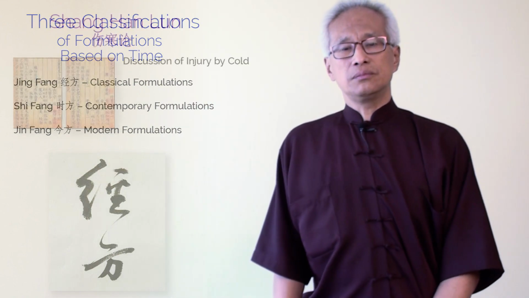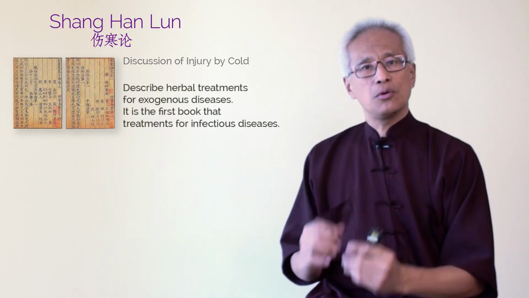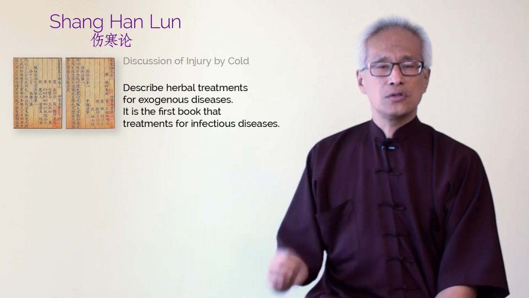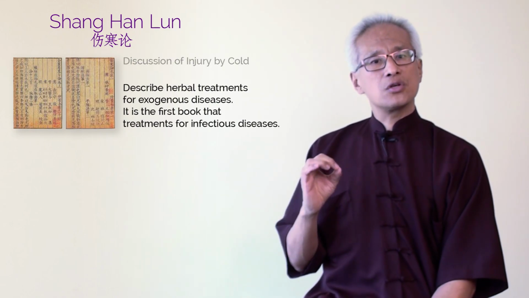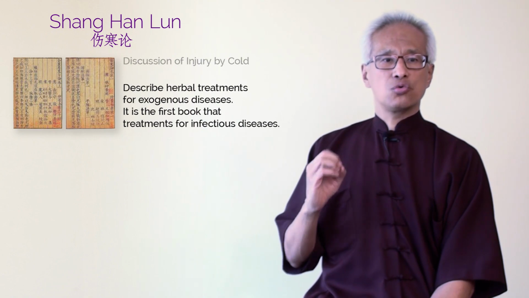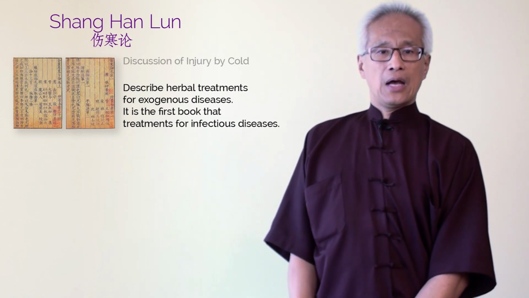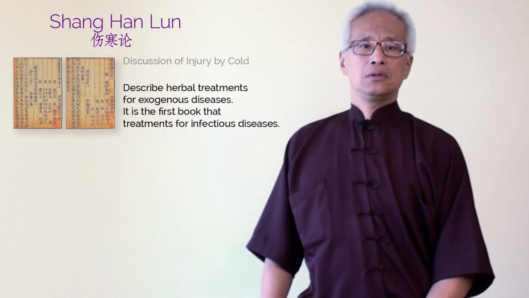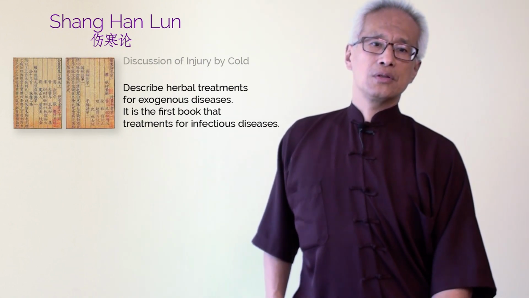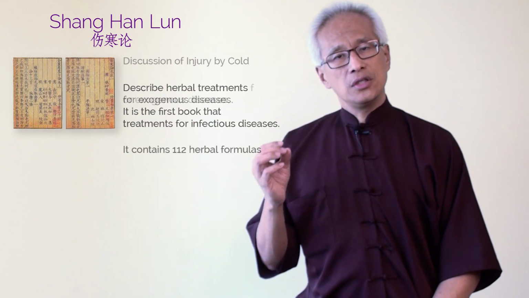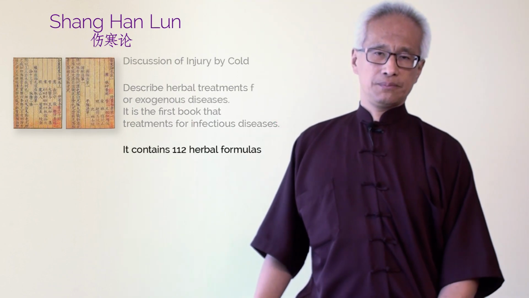Now, Shanghan is basically defined or translated as discussion of injury by cold. Now, in this book, it describes herbal treatments for exogenous diseases. It is the first book that describes treatments for infectious diseases in the world, actually. It has a great description of all different formulas, and it contains about 112 herbal formulas.